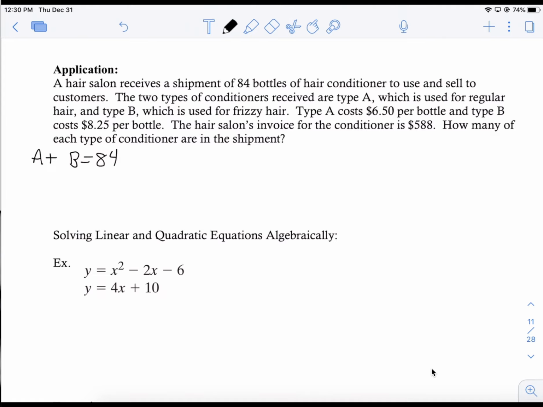It says type A, which is used for regular hair, and type B, which is used for frizzy hair. Type A costs $6.50 per bottle, okay? So $6.50 multiplied by however many bottles I got. Type B was $8.25 per bottle, so times however many bottles I got. The hair salon's invoice for the conditioner was $588, so $588. How many of each type of conditioner are there in the shipment?